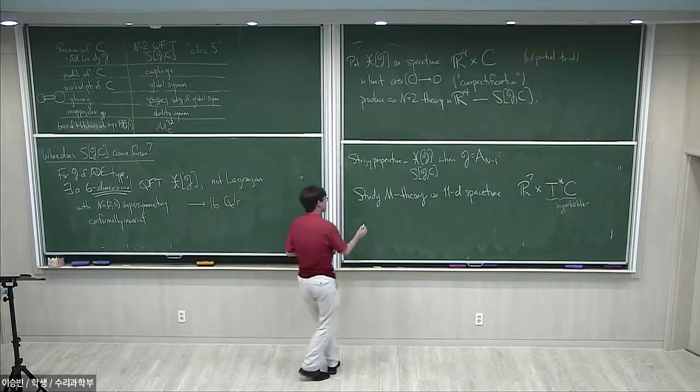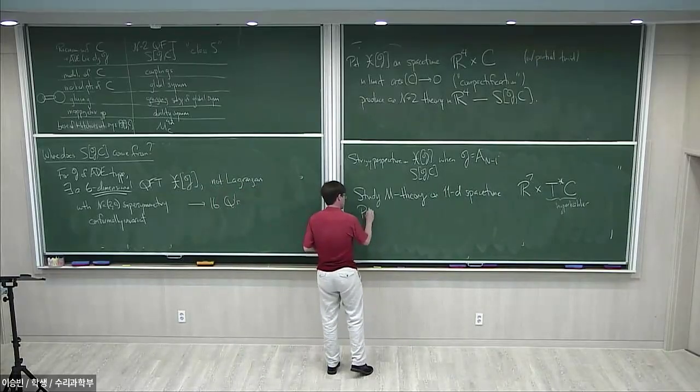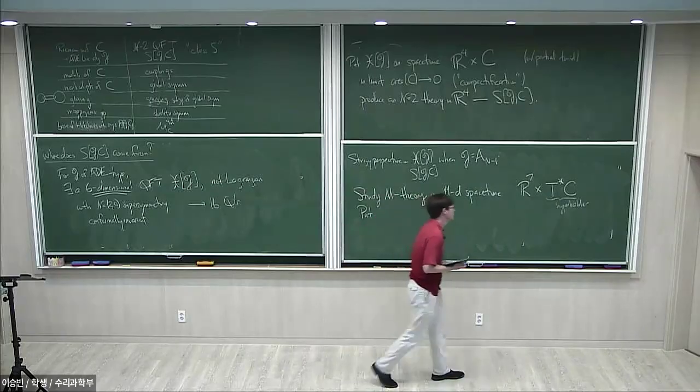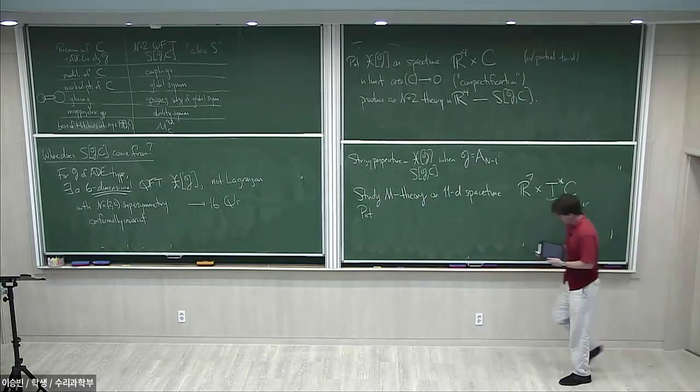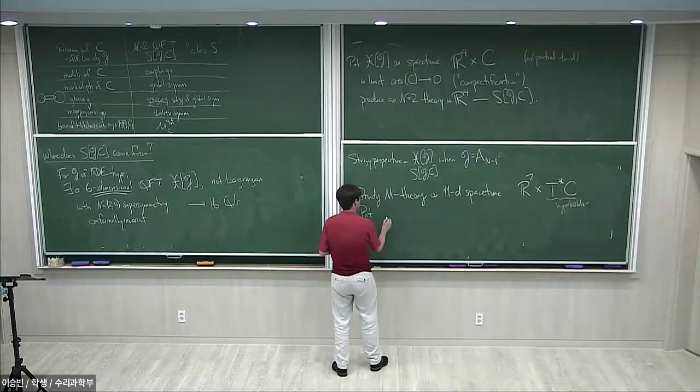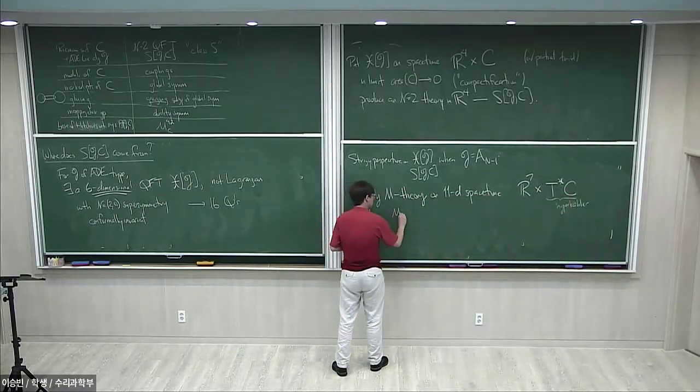And now, in M theory, the basic objects are membranes of different dimensions. And in particular, there's an object called the M5 brane.